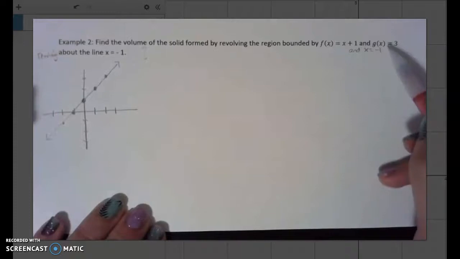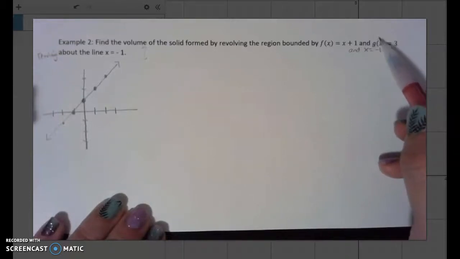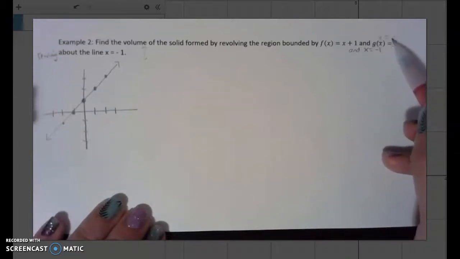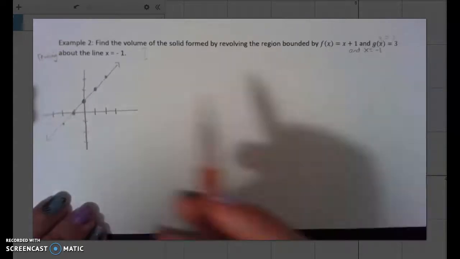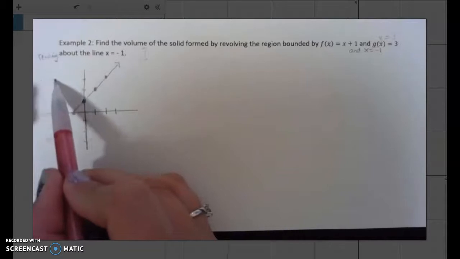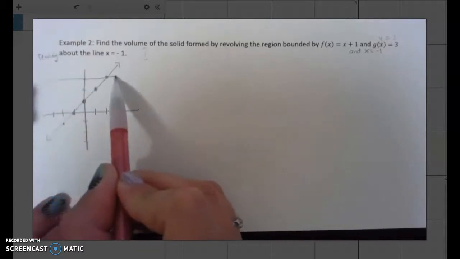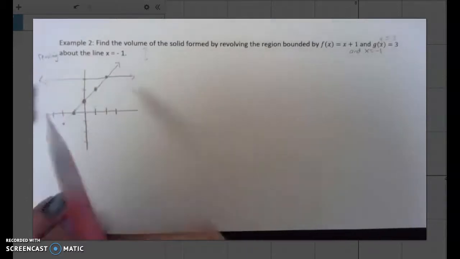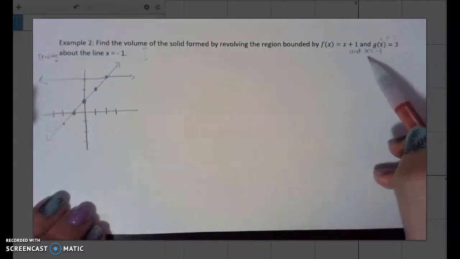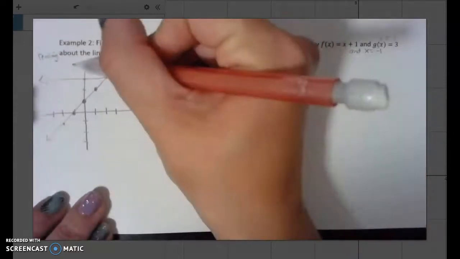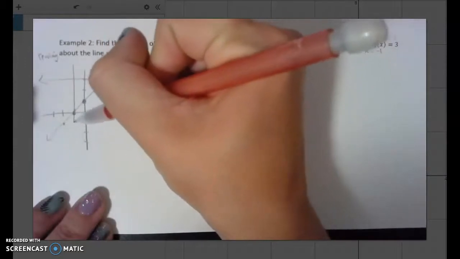Okay, if I'm going to graph g of x, remember, that is another way to say y. So this is just the horizontal line, y equals 3. So that is going to be up here, going through the y value of 3. And then we have x equals negative 1. So this is going to be a vertical line going through all the x's of negative 1. So that is this one right here.